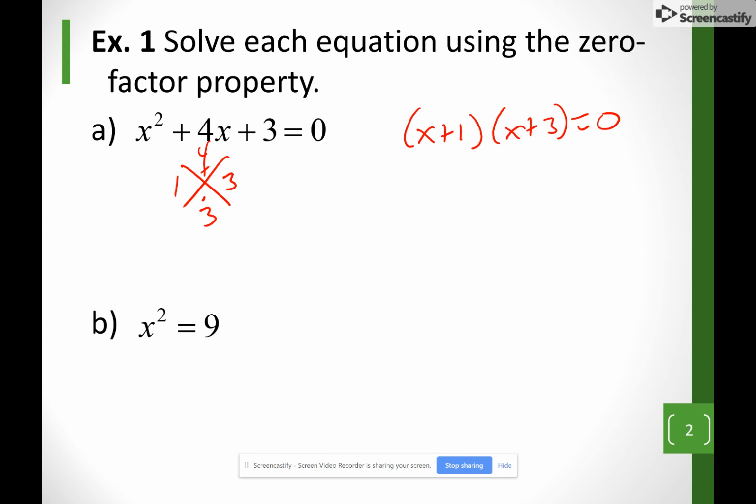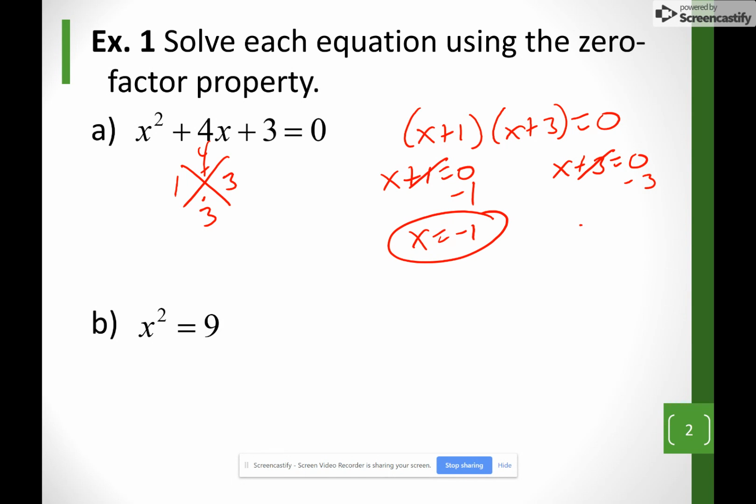Because two things multiplied equal 0, I'm going to say x plus 1 is equal to 0, and x plus 3 is equal to 0. Solving, I get that x is equal to negative 1. Let me move the 3 over. I get x equals negative 3.